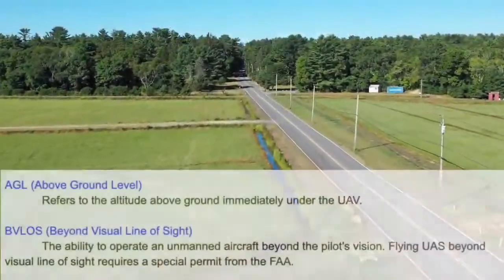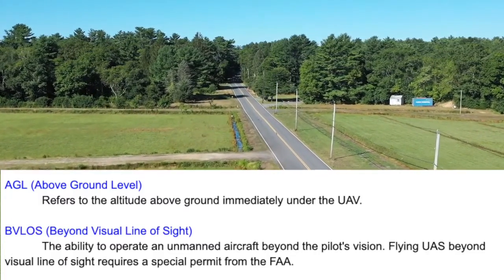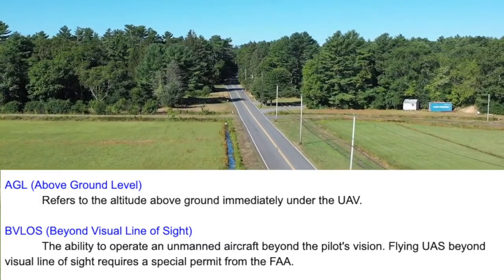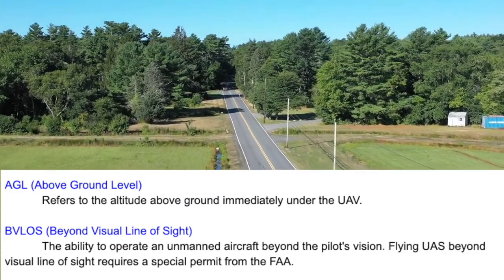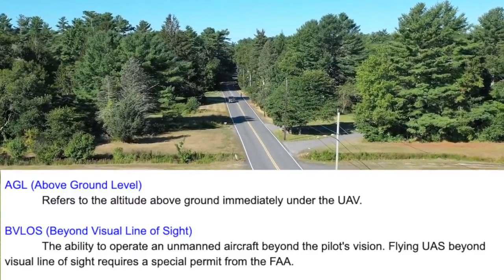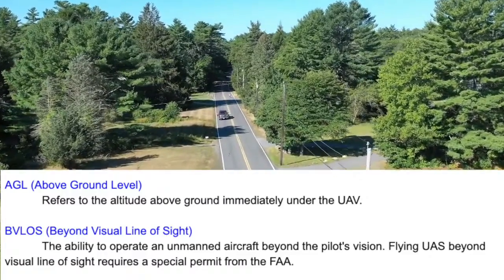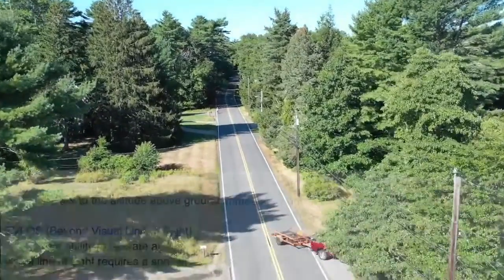Our next two terms: AGL, which is above ground level, just refers to the altitude immediately under the aircraft, and BVLOS, beyond visual line of sight, which is extremely important. You have to keep your eye on the drone to fly it correctly and safely.